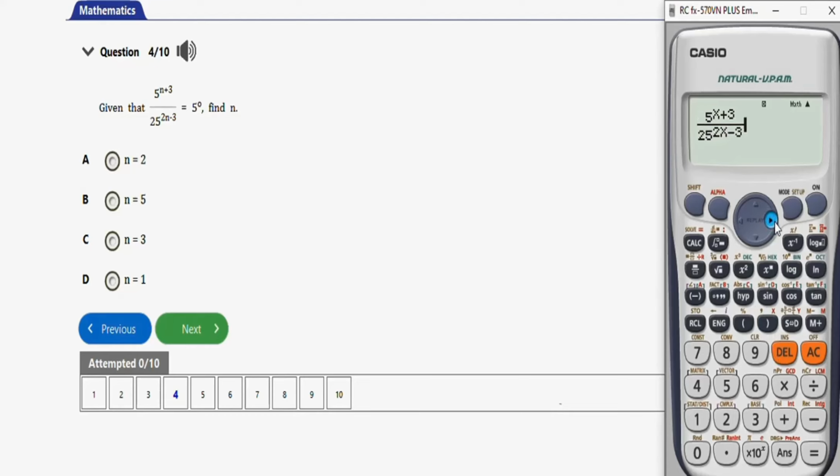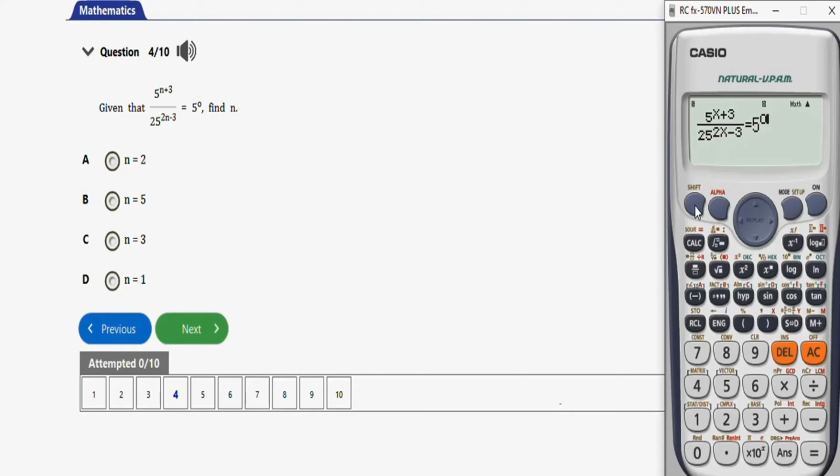Okay, come to the place to put the equality sign, press alpha and this calc button. 5 to the power 0. Basically, it will give you 1, because 5 to the power 0 is 1. Alright, any number raised to the power 0 is 1, one of the laws of indices. So we are good to go.